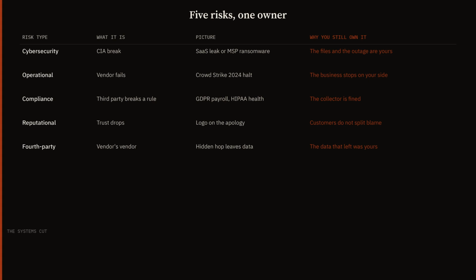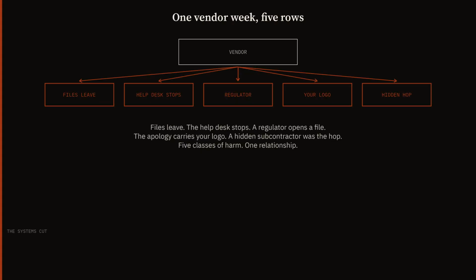The organization still owns the impact in every row, because the customer still calls the name that collected the data. A single vendor week can trip all 5 rows. A support provider is entered. Customer files leave. The help desk stops. A regulator opens a file because the records were regulated. The apology carries your logo. The attacker reached you through a subcontractor the invoice never named.